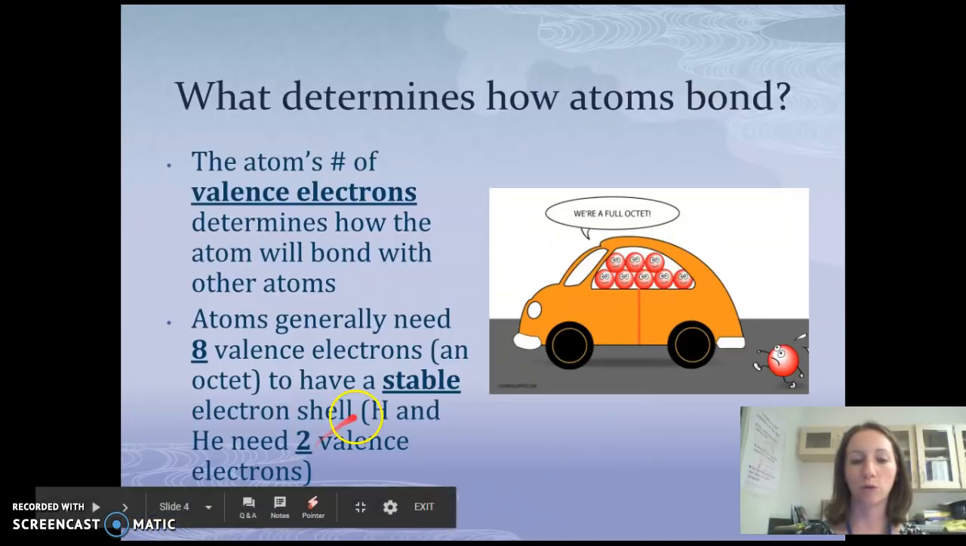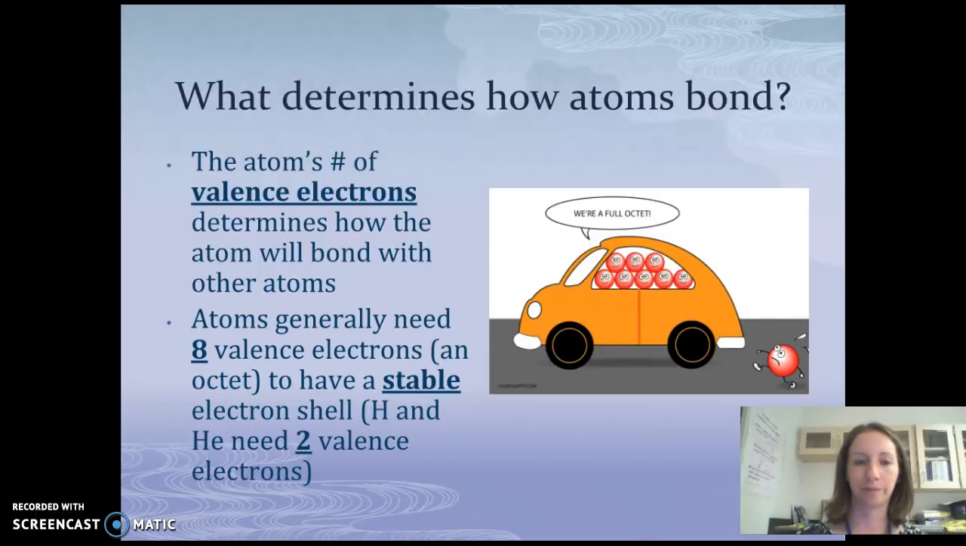The only exceptions would be hydrogen and helium, because they only have one shell, and that first shell can only hold 2. They are stable if they have 2 electrons. Alright, so they're the only exception. Everybody else wants 8 valence electrons to be stable or complete.